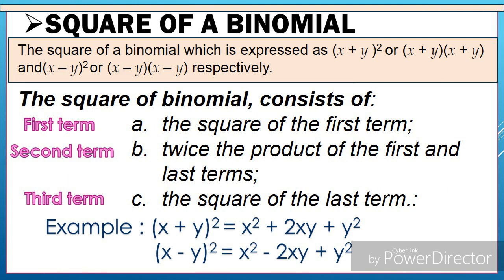Okay, why is square of a binomial. So, kung mapapansin ninyo, we have the x plus y square or x plus y times x plus y. So, ibig sabihin, dalawang terms tapos ini-square natin. The square of binomial consists of the square of the first term, twice the product of the first and last term, and the square of the last term. So, we have an example. The quantity of x plus y squared is equal to x squared plus 2xy plus y squared. The other one, the quantity of x minus y squared equals x squared minus 2xy plus y squared.